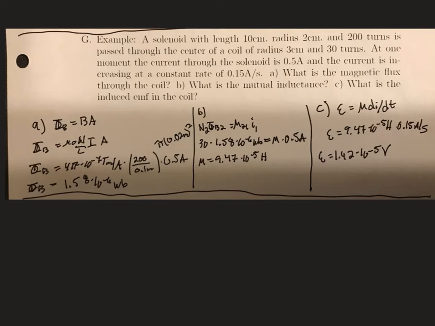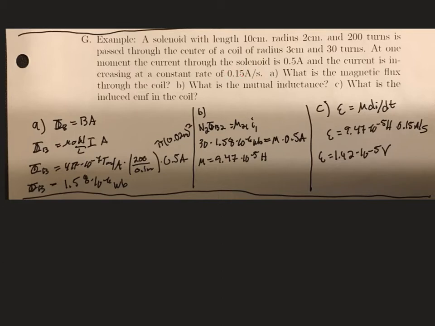Alright, so in this example we have a solenoid with a specific length and a specific radius and a certain number of turns. And it's passed through the center of a coil that has a certain radius and a certain number of turns. Alright, so at one particular moment we have the current in the solenoid, implying that the current in the solenoid is changing, and that the current is increasing at a specific rate.